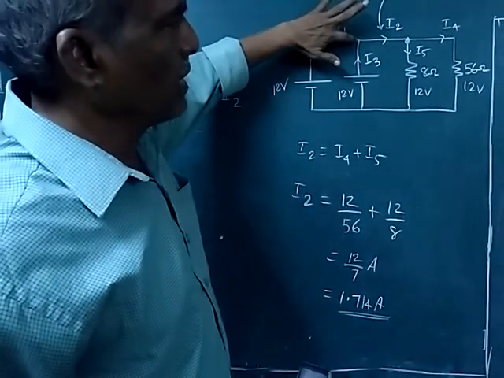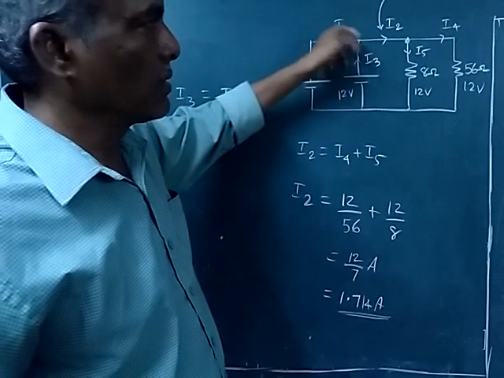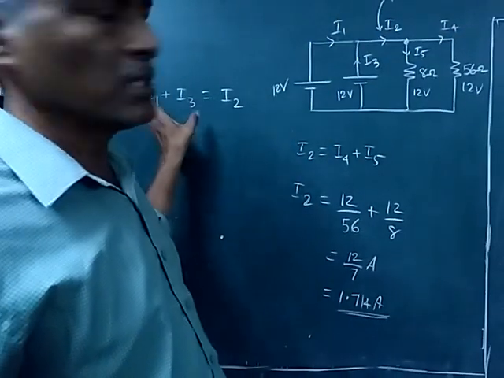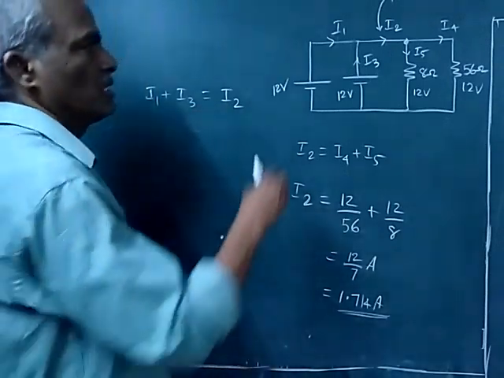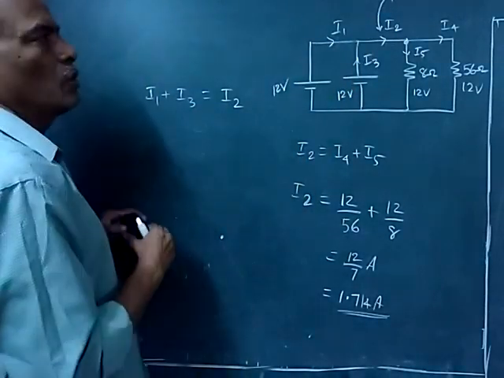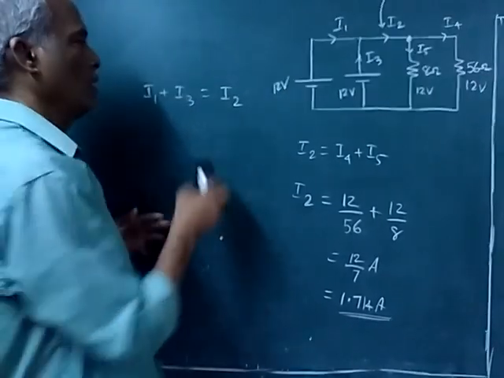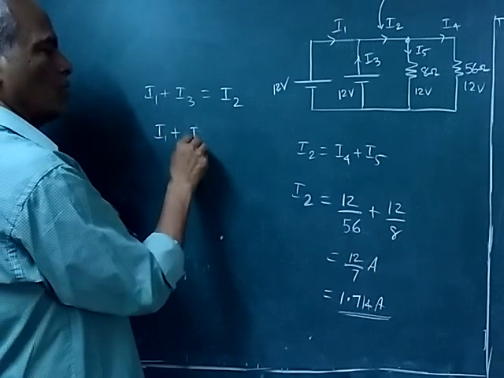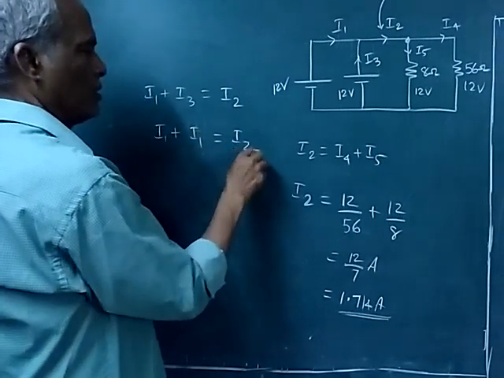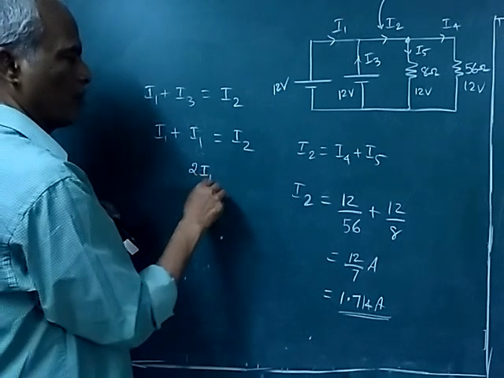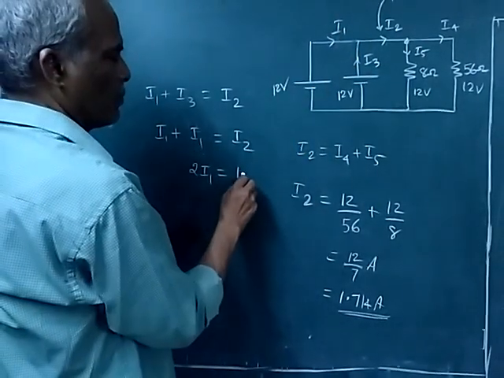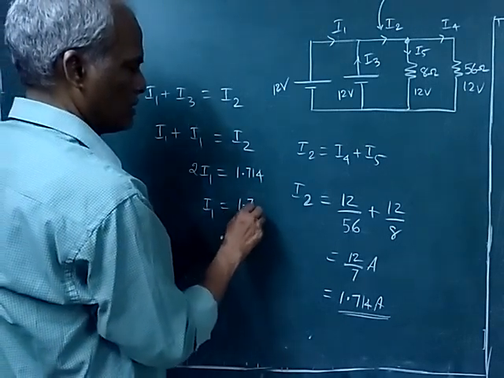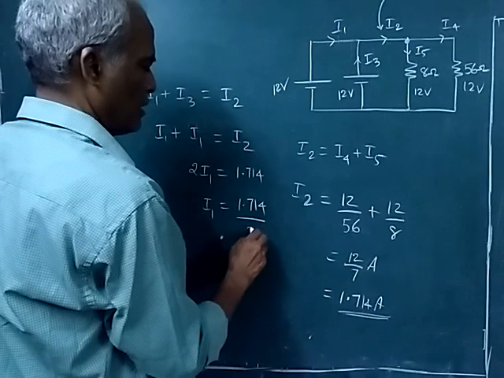So I1 is entering here, I3 is also entering the junction. From the junction, I2 is going out. Therefore, the sum of the currents entering the junction is equal to the sum of the currents flowing away from the junction, which is I2 here. But I told you I1 and I3 are equal. So I can write I1 plus I1 is equal to I2. So 2I1 is equal to I2. I2 is 1.714 amperes. Therefore, I1 is equal to 1.714 divided by 2.